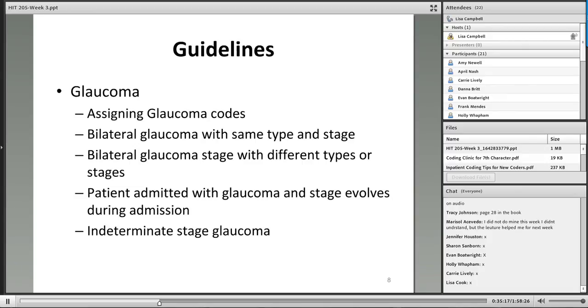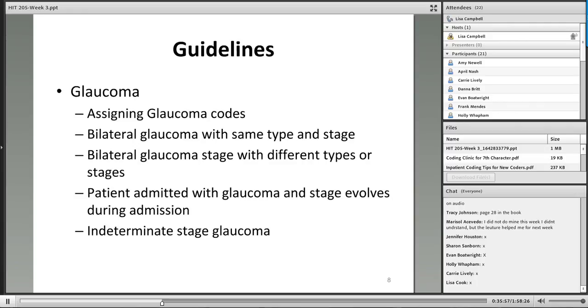Something I will tell you about providers. Providers, again, don't know coding. So you may, in fact, have to look at his documentation and see, oh, he documented that the patient was stage 2. He didn't use the word stage 2, but he used the definition of what stage 2 is. That's not a situation where you would query him, and I want to show you how this conversation would go. So he documents the definition of stage 2 glaucoma.